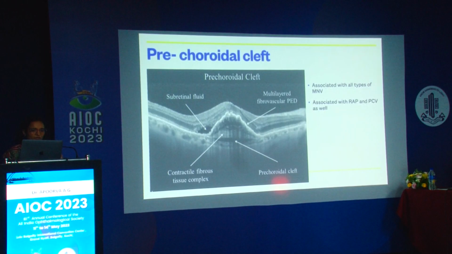Prechoroidal cleft, I think Dr. Mohit is going to speak more about this. It can be associated with all types of MNV. It can be associated with PCV as well. This is a choroidal cleft which is situated underneath a contractile fibrous tissue complex and multilayering of the RPE.